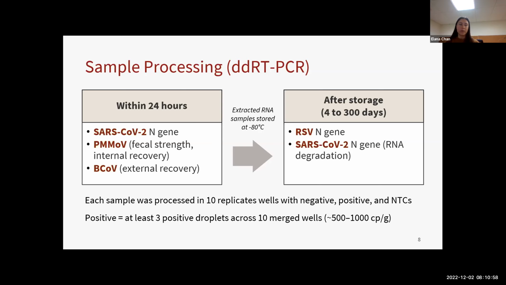And then two other important details are that all the samples were processed in 10 replicate wells with all the appropriate controls, and that positive samples had to have at least 3 positive droplets across 10 merged wells. So the limit of detection was about 500 to 1,000 gene copies per gram.